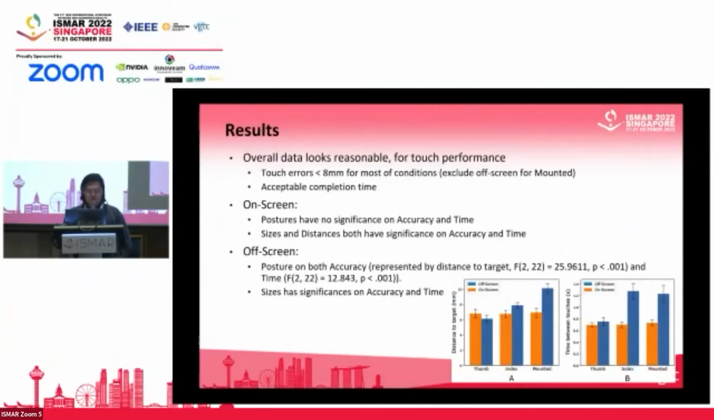The results were astonishing for us at the beginning: the overall data looks reasonable. The touch error is less than 8 millimeters for most conditions, including the off-screen task for the mounted condition, which means your phone is floating in air, which we don't care too much about. So if you are a designer just trying to make something work, like using the phone in VR, you can decide not to render the hand, and it actually works. Specifically for posture, for the on-screen condition, posture has no significance in our study. But for the off-screen condition, where you move your hand at the beginning to touch the phone, it matters. Size and distance work exactly as Fitts' law predicts, as traditionally expected.